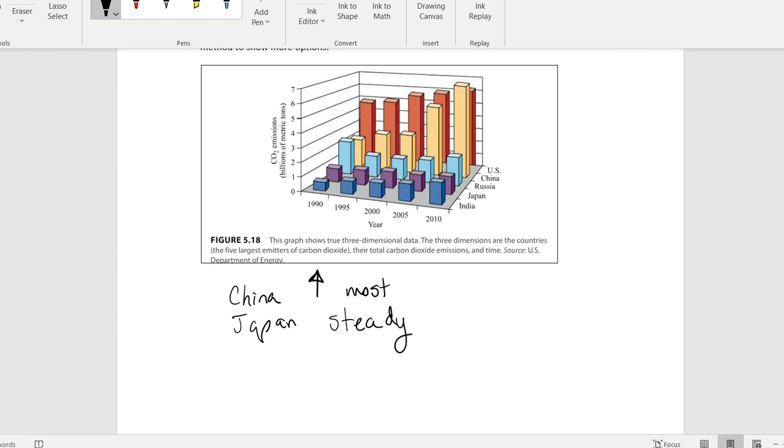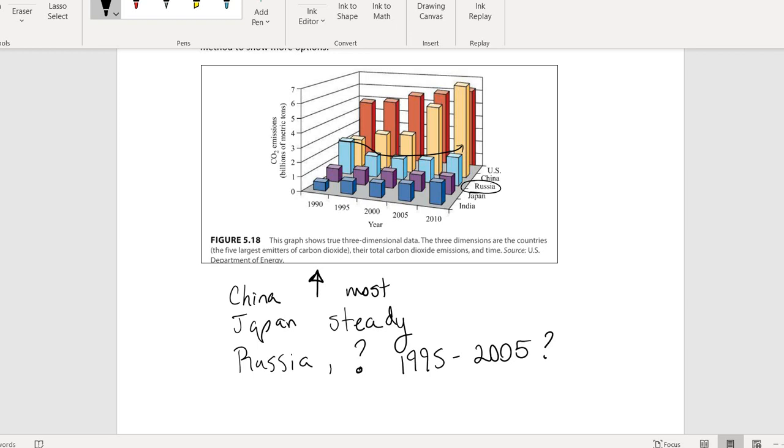But what I find to be the most interesting is actually Russia, because if we look at Russia, it went down and then back up. So my question is, Russia, what happened between 1995 to 2005? Which is not a question that we have to leave unanswered.